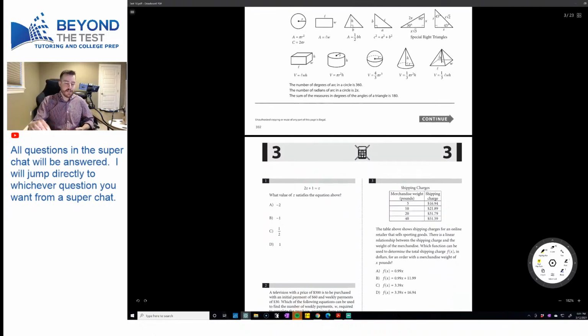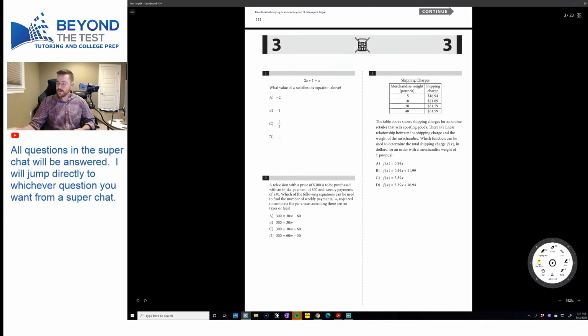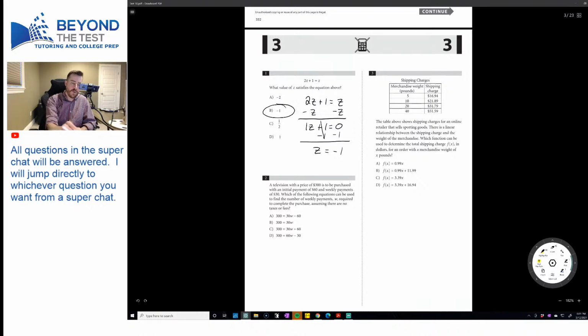All right, so let's take a look at some of these questions and start rolling through this here. Starting with question number 1, it says, what value of z satisfies the equation above? Very simply here, we have 2z plus 1 is equal to z. So we're just going to go ahead and solve this for z. I'm going to subtract off the z from both sides, so I get 1z plus 1 is equal to 0. And then very simply just subtract 1 from both sides. So we get that z is equal to -1, or choice B here.